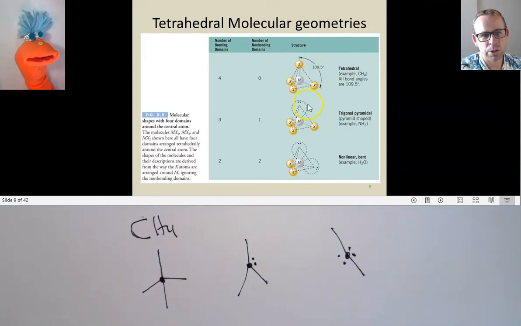But if some of those regions are non-bonding, then the actual molecule shape is only considered to be where atoms are. And so if I have one region of electron density that is non-bonding on a tetrahedral shape, 4 regions of electron density, I get what we call trigonal pyramidal molecular shape. Central atom, 3 atoms below that come together to form a pyramid with a trigonal base. 2 regions of electron density that are non-bonding and 2 that are bonding result in a bent structure.